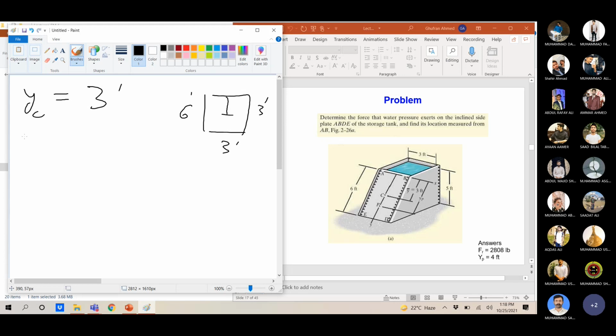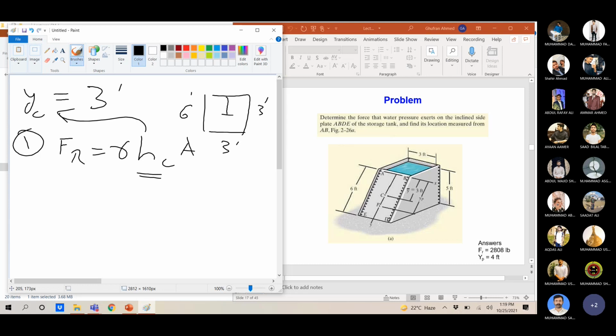But if you see the formula, because we are going to find the force, Fr is equal to gamma hc A. So how can you find hc from yc? Sir, the formula is hc is equal to yc sin theta.